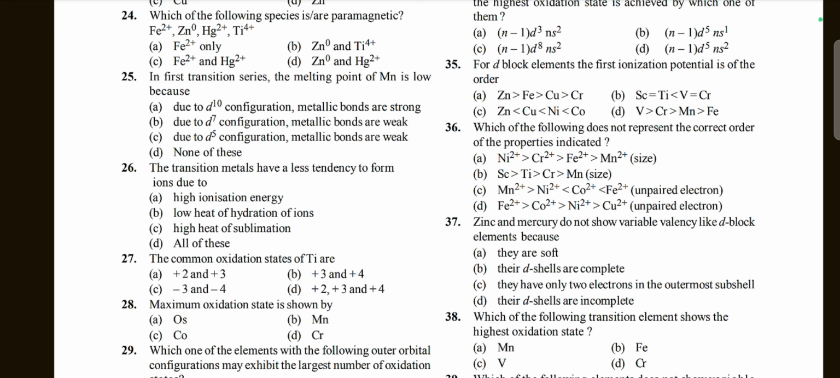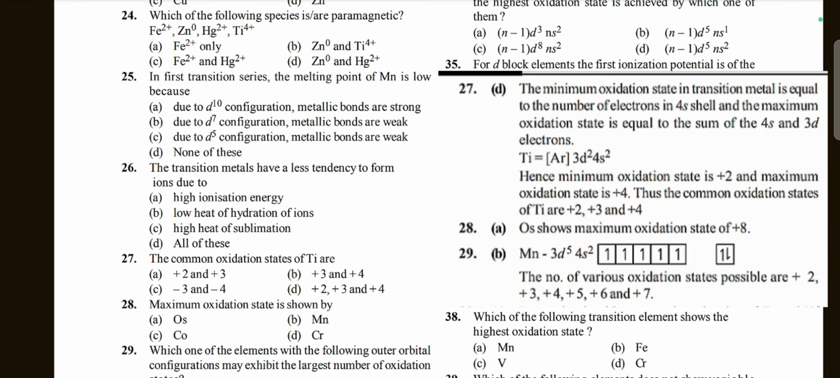Option D. The common oxidation states of Ti are +2, +3, and +4. So it has electronic configuration as argon 3d2 4s2. So the minimum oxidation state is +2 and maximum is +4. So common oxidation states will be +2, +3, and +4.